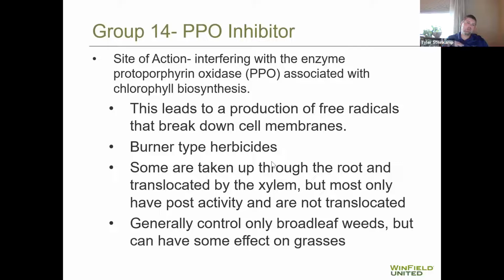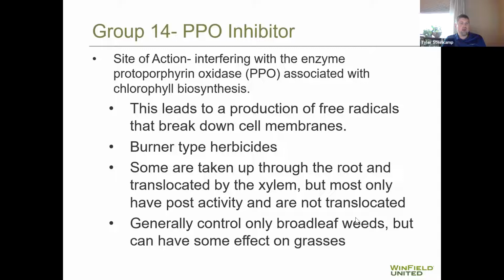They're also, if we're spraying them foliarly, a contact type chemistry. So you have to get really good coverage. Think of these like Liberty, use those XR nozzles. You're going to get a lot better control with that. Some are taken up through the roots and translocated through the xylem. So think of things like sulfentrazone, so Sonic, Authority, those type of products. Valor, for example, would be another good example of the PPO inhibitors that are taken up through the roots.